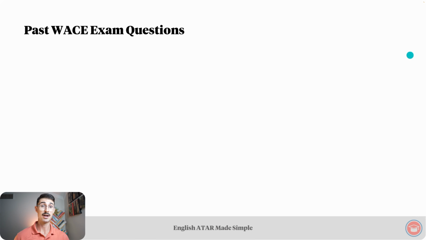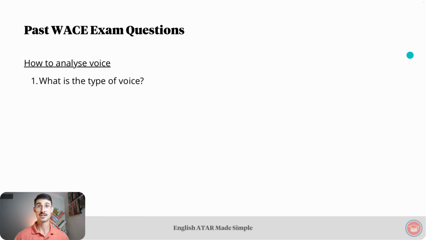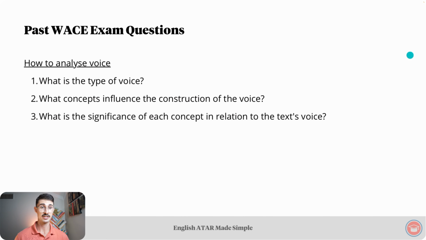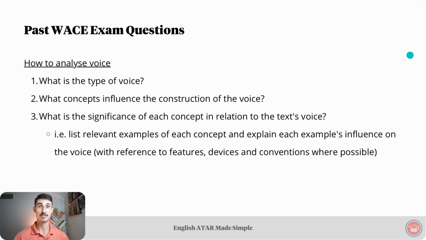From there, we looked at past WACE exam questions and we looked at how to analyze voice first. To do this, you should answer, what is the type of voice? What concepts influence the construction of the voice? What is the significance of each concept in relation to the text voice, i.e., list relevant examples of each concept and explain each example's influence on the voice. And you should do that in relation to features, devices, and conventions where possible.